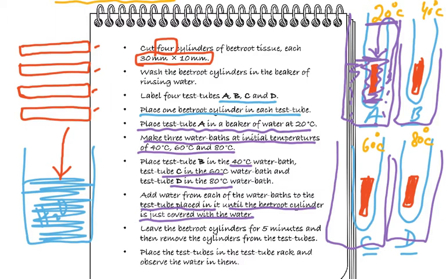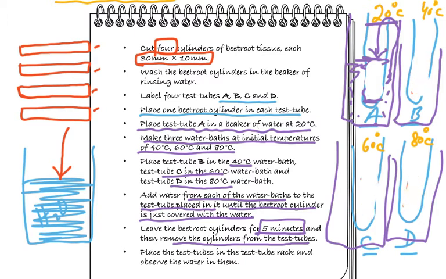The water in the beaker was at 20 degrees. Add water from each of the water baths to the test tube placed in it until the beetroot cylinder is just covered with the water. Leave the beetroot cylinder for 5 minutes. So you added water to A, then B, then C. B was at 40, C was at 60, and D was at 80. And then you left the beetroot cylinders for 5 minutes and then removed the cylinders from the test tubes. You removed the cylinders.